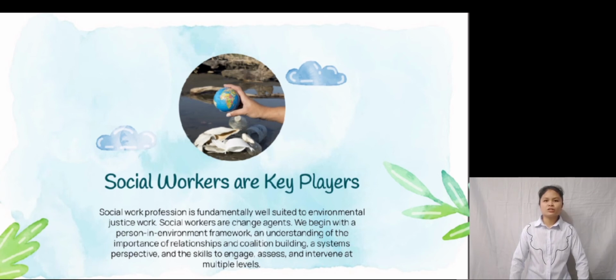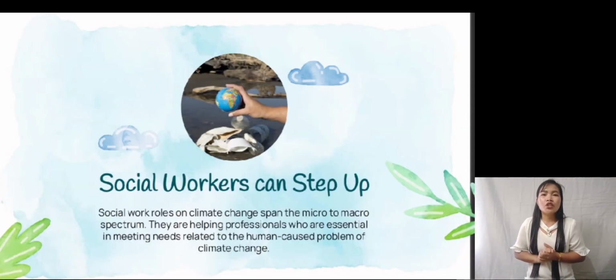We begin with a person-in-environment framework, an understanding of the importance of relationships and coalition building, a systems perspective, and the skills to engage, assess, and intervene at multiple levels. Social workers value serving the most vulnerable groups with a full scale of engagement, assessment, planning, and intervention. How social workers can step up: social work roles on climate change span the micro to macro spectrum.